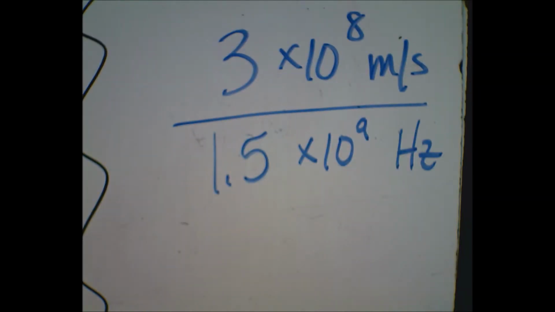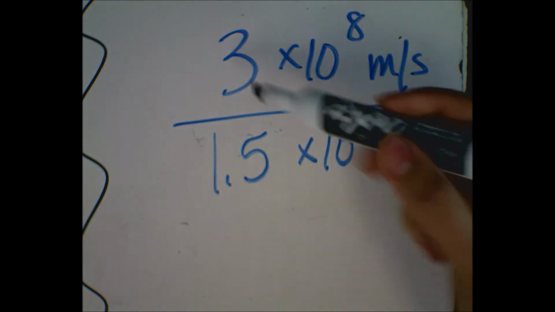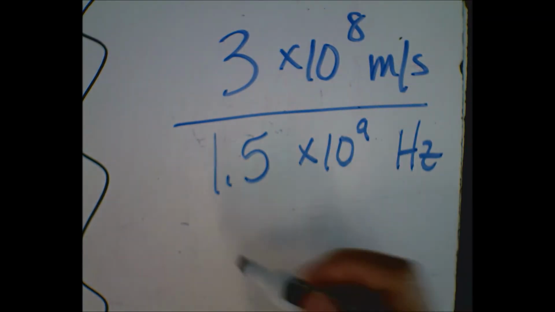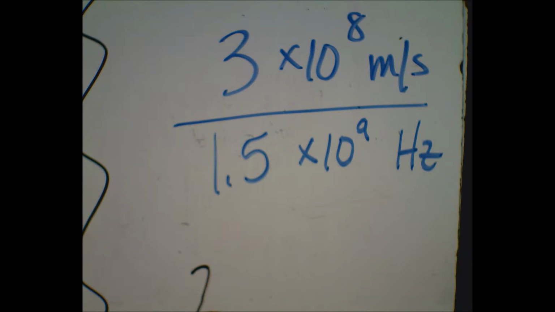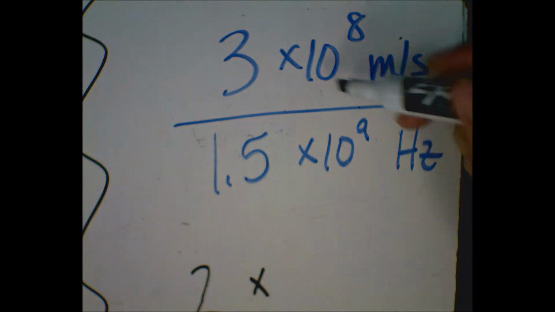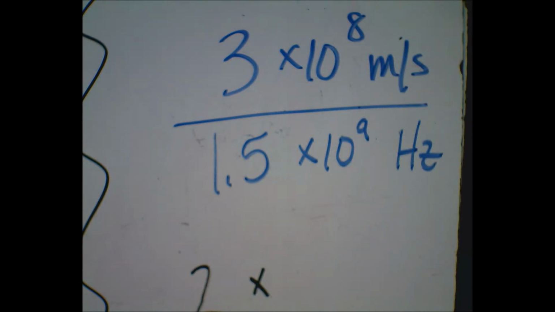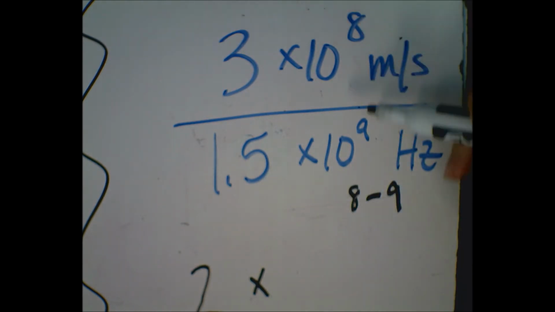When you're dividing, you still divide the front numbers. So 3 divided by 1.5, I know is 2. When I am dividing like bases, that means I subtract my exponents. So 8 minus 9. You take the numerator and subtract the denominator. That's going to be a negative 1.